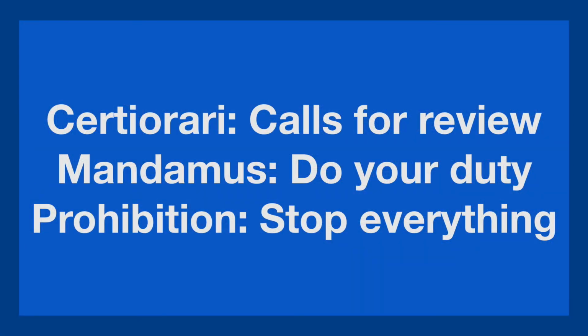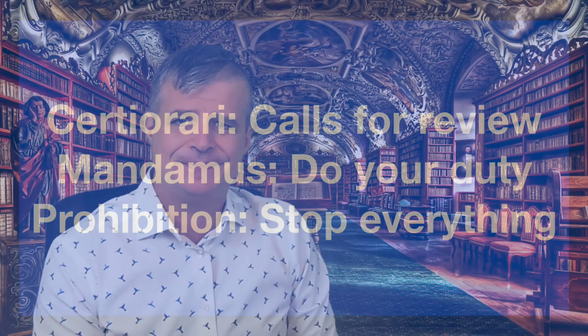So now we know about the writ of certiorari, under which a court calls for a decision to come before it for review. And we know that after such a review, the court might issue a writ of mandamus, telling the lower authority to carry out a particular duty, or the court might issue a writ of prohibition, telling the lower authority that they must not carry out certain activities.